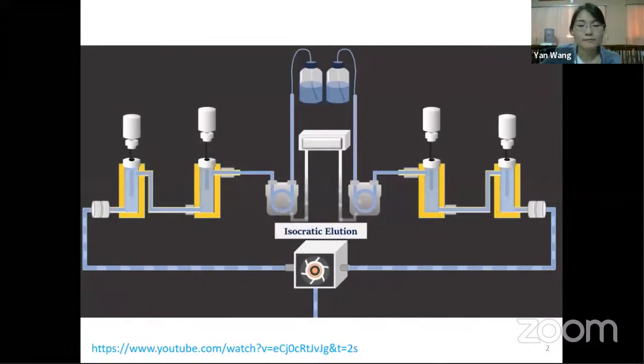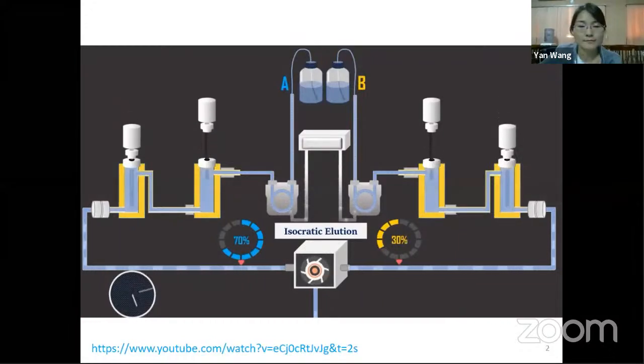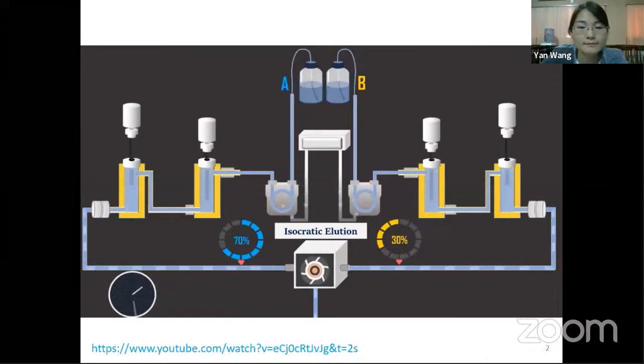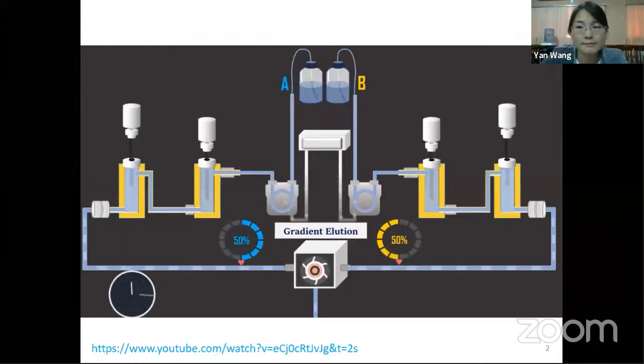HPLC analysis commonly uses isocratic or gradient elution. In isocratic mode, the mobile phase composition remains constant throughout the procedure. Whereas in gradient mode, the mobile phase composition is changed during the separation process.